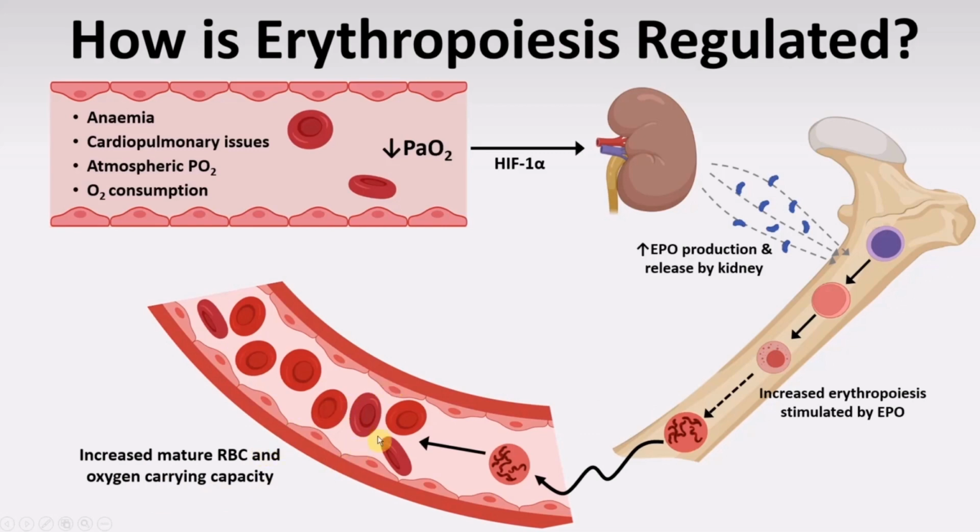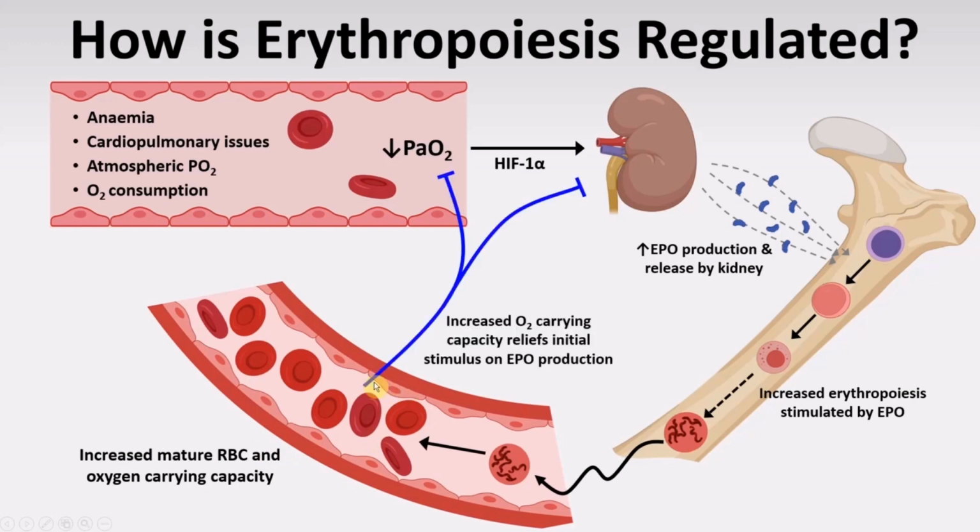Now, when there's an increase in oxygen capacity, of course, this would create a negative feedback loop, because that would then relieve the initial stimulus for EPO production. Because when O2 level is returned, the stimulus for HIF-1 alpha is reduced, and EPO will be reduced as well. So this creates a negative feedback loop that allows erythropoiesis to be constantly regulated, and also to allow oxygen delivering capacity to be constantly maintained at a sweet spot.